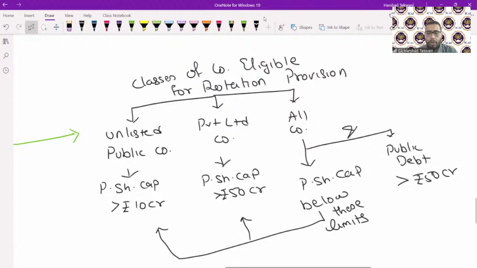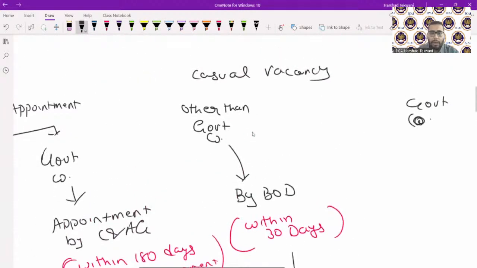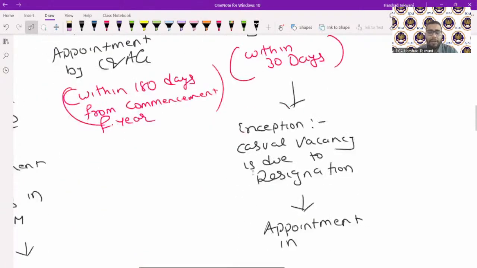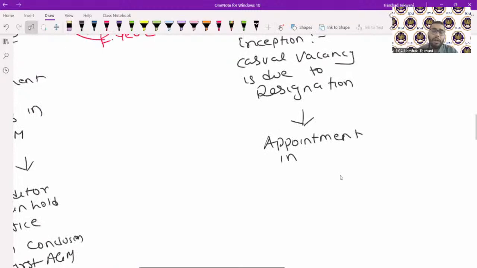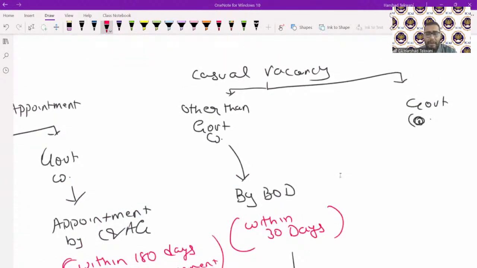Sorry, I think the screen was stuck for some reason. Okay, casual vacancy other than a government company is filled by the BOD within 30 days. The exception is where the casual vacancy is due to resignation. In case of resignation, the appointment is required to be done in a general meeting. What is the timeline we are discussing here? Within 3 months. And he will be holding office till the conclusion of the next AGM. Clear? This was for other than a government company.